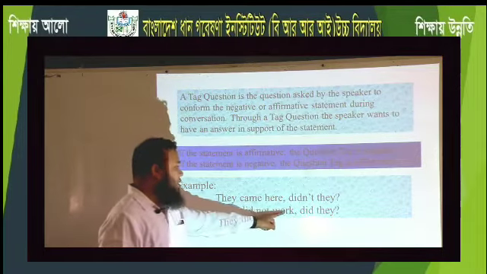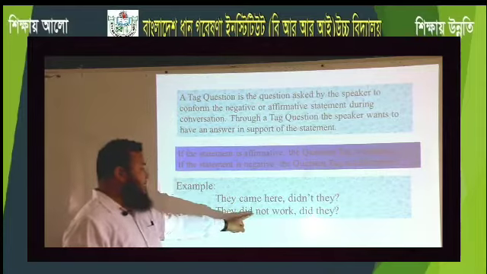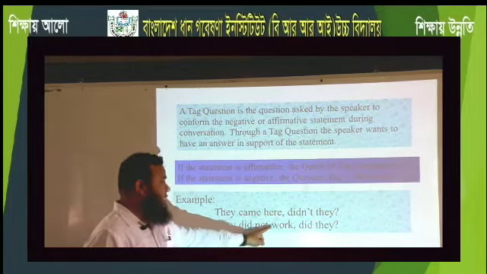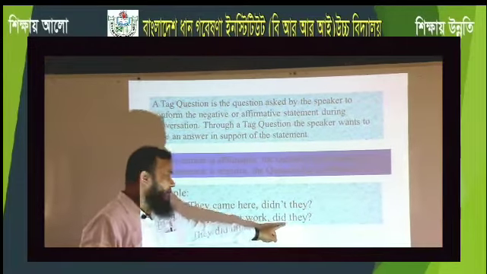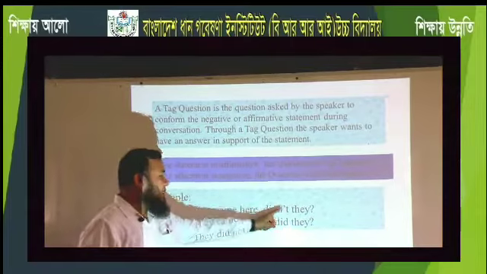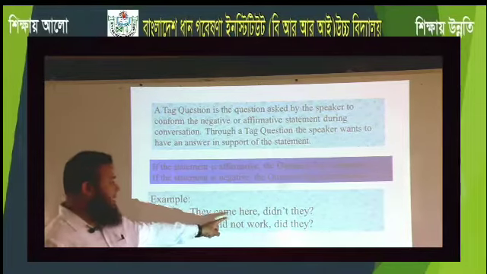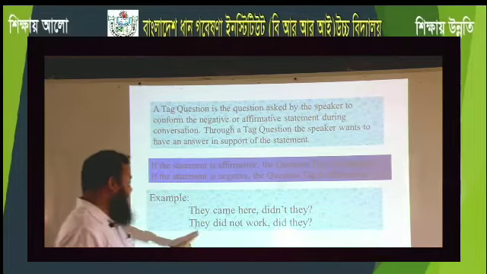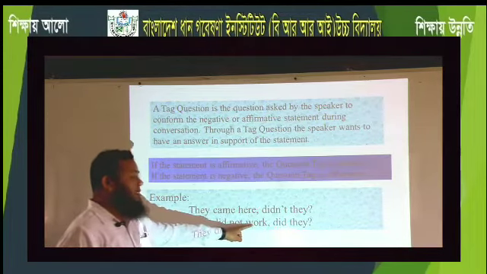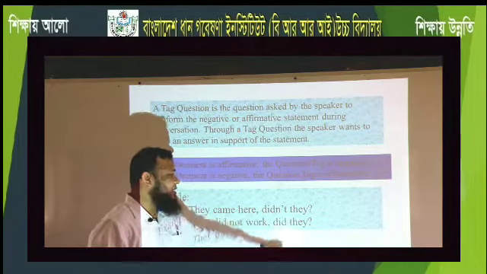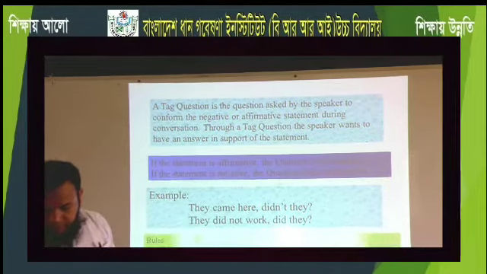Then, they did not work hard. It is a negative sentence. You see that there is not here. Since it is a negative sentence, our tag is affirmative. Again I repeat, they came here, didn't they? They came here is an affirmative sentence, so our tag is negative, didn't they? And here, they didn't work, it is a negative sentence, so our tag is did they, affirmative.